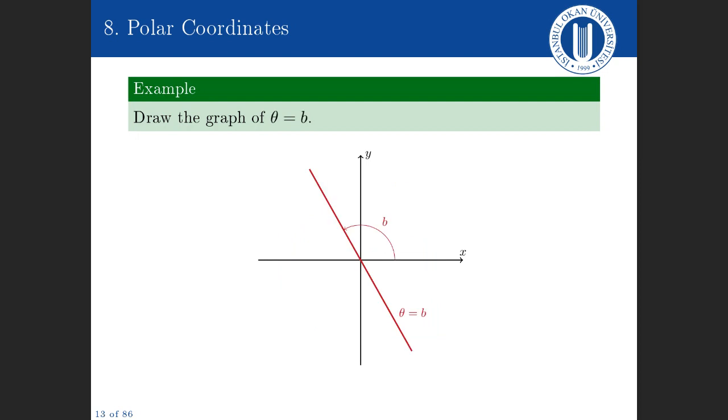Draw the graph theta equal to b. All of the points which have angle equal to b. That's a straight line passing through the origin.